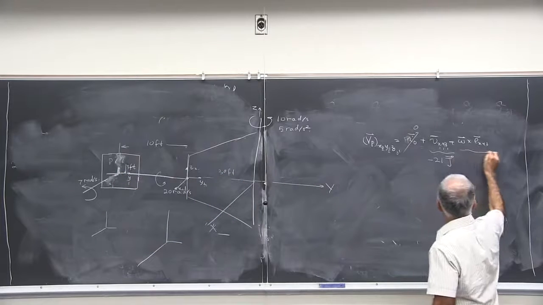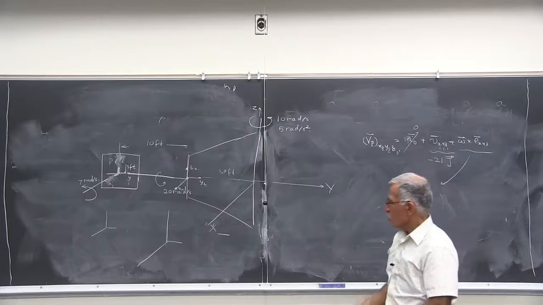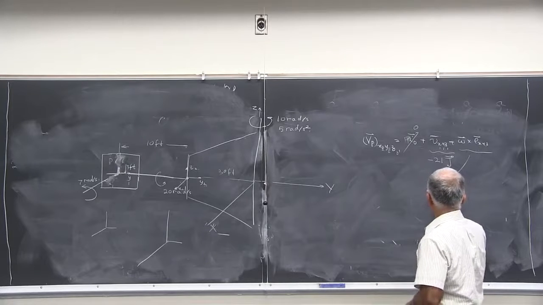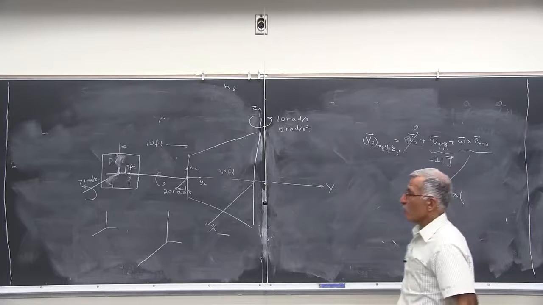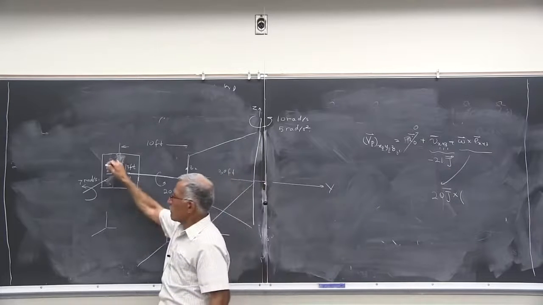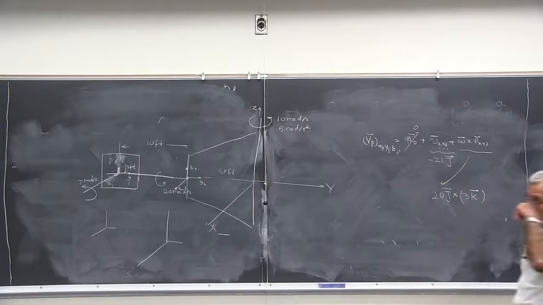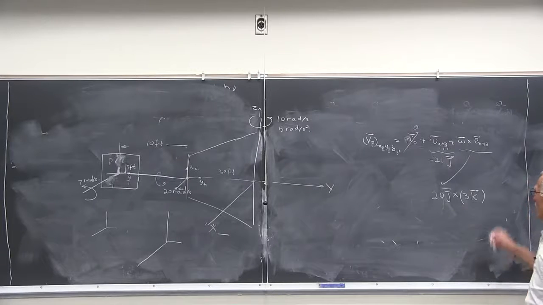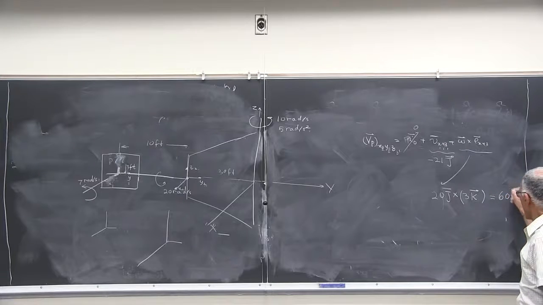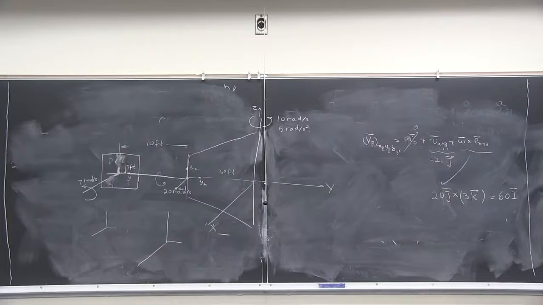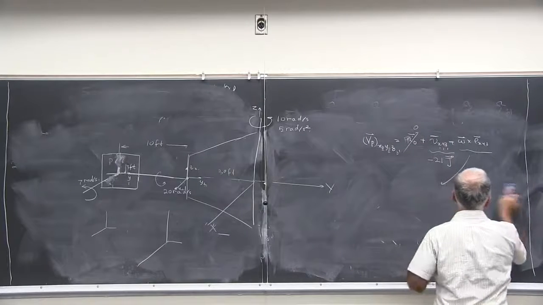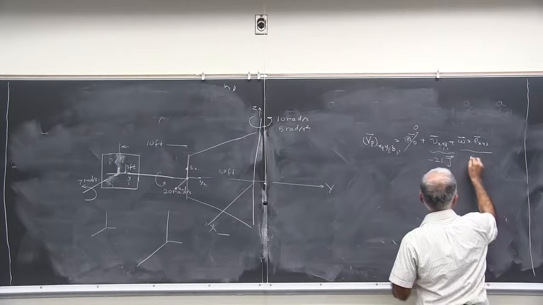So that's equal to 20j, and rho xyz is equal to 3 feet k. And this becomes j times k is equal to I. So that becomes 60I at this instant.